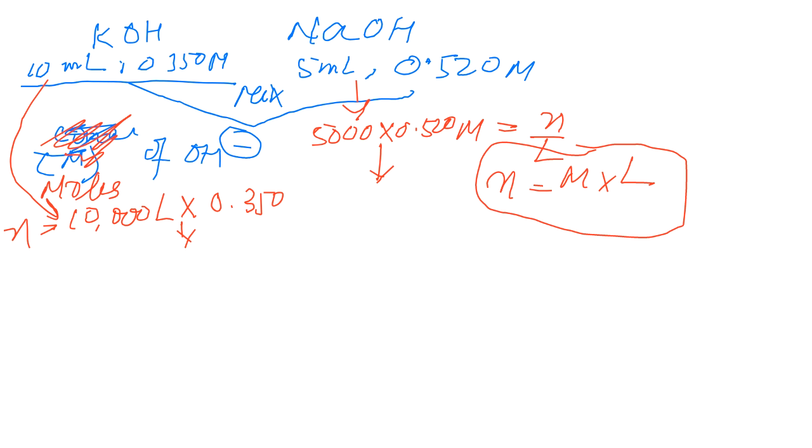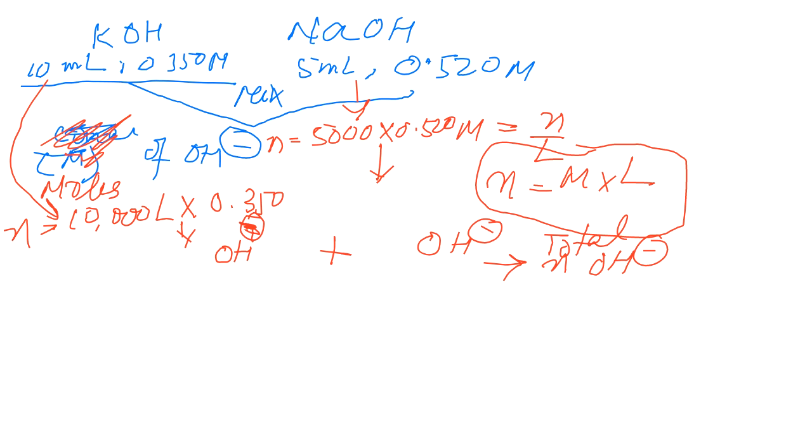N is equal to these moles. Now this mole of OH you have, and this mole of OH you have, you add both moles and you will get the total moles. Doctor, how did you get 10,000 of liter? Sir, when milliliter changes to liter, what do you do? No, no, I'm opposite. Divided by 1000. Sorry, thank you. Not multiply.